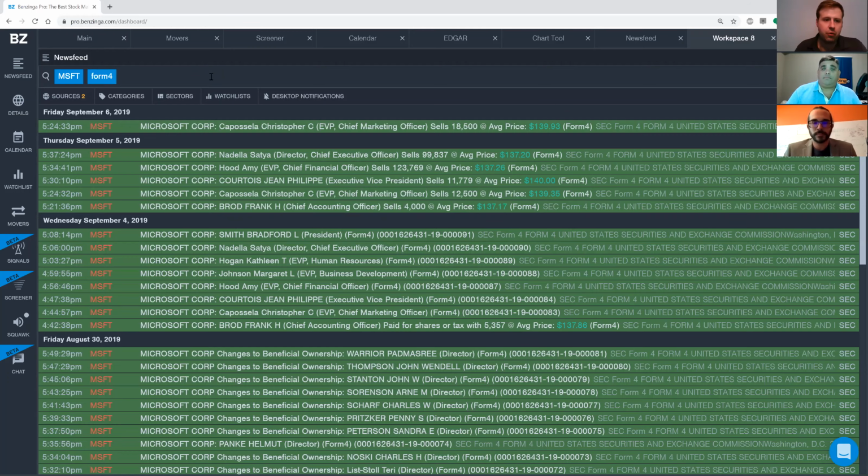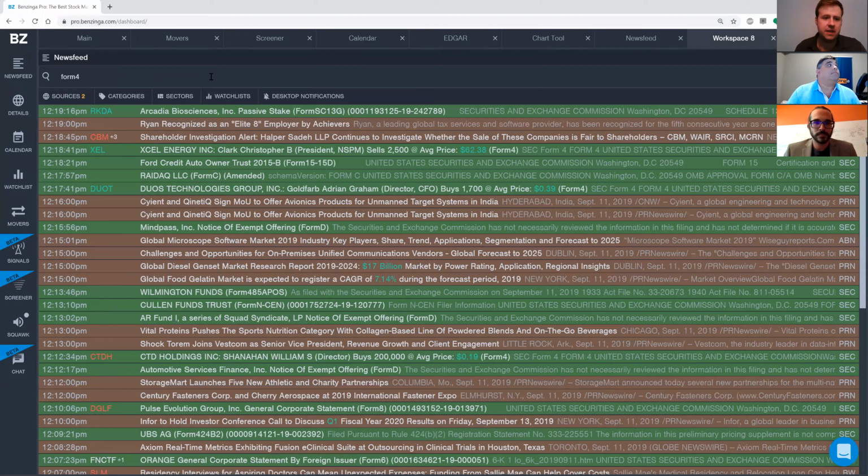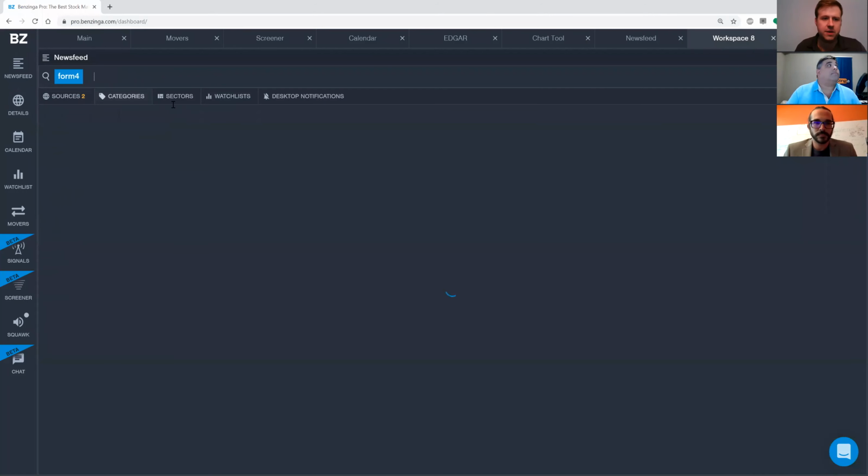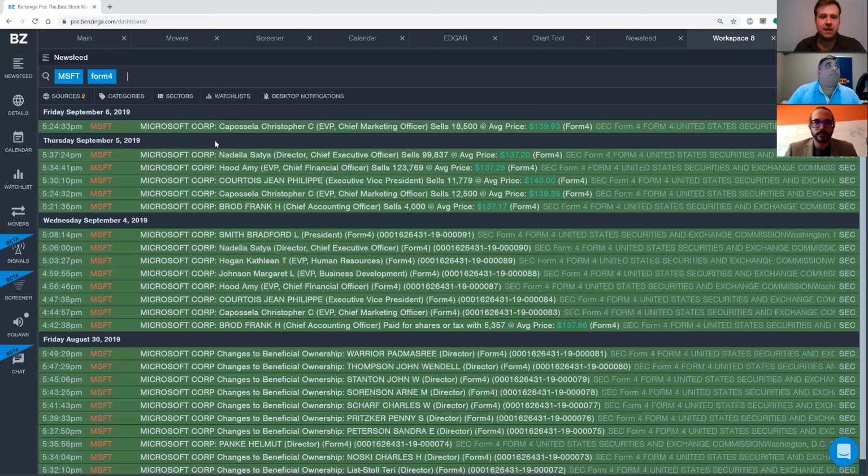And the reason that that's important is because when we type in Form 4 here first to get all of the insider Form 4s, if we then type in a ticker like you guys did with Microsoft, what you're looking for are both terms, not one or the other, but both. So you want to see Form 4s that also include Microsoft, or whatever ticker it is that you put in there.